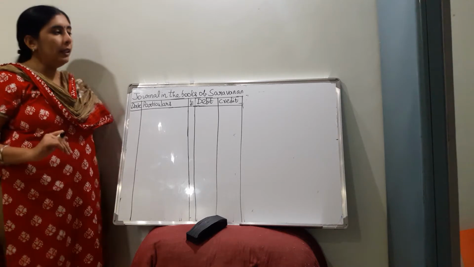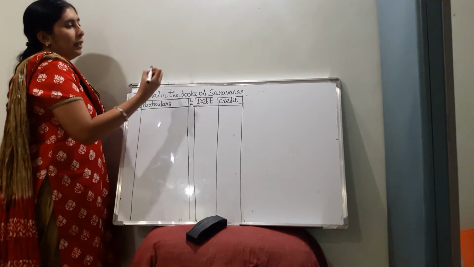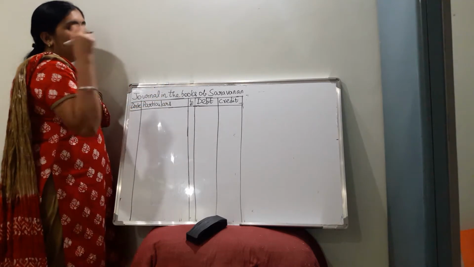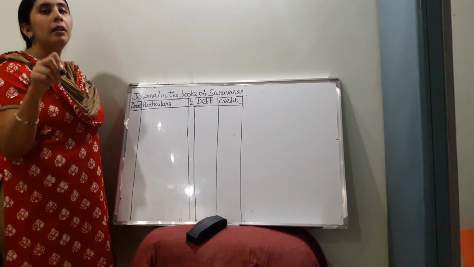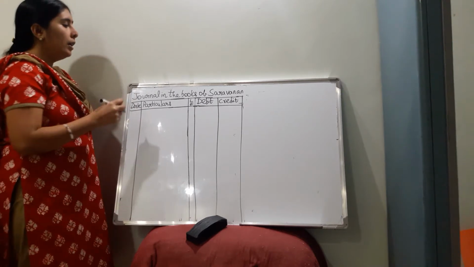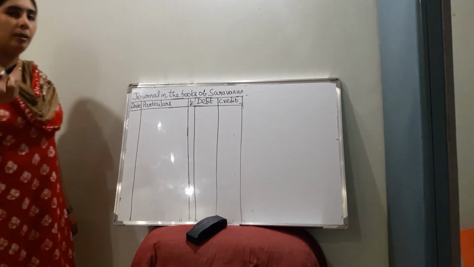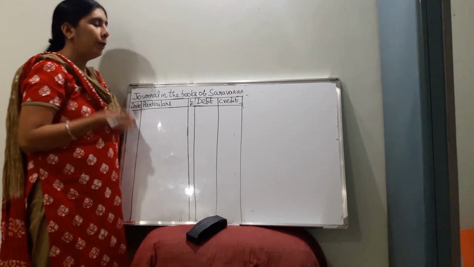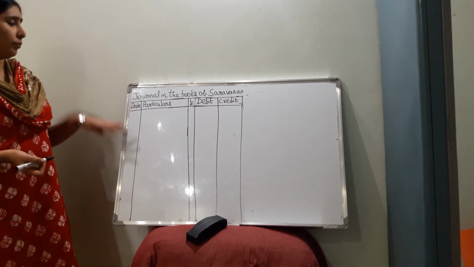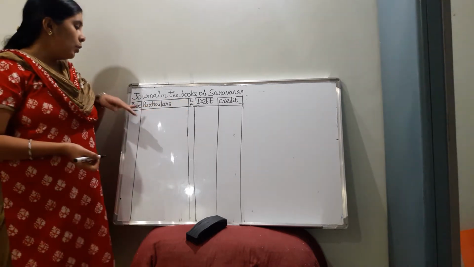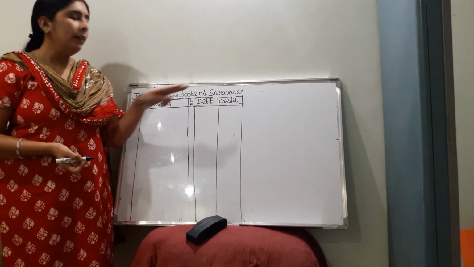Before that, I told you in the previous video itself, first you have to write the name of the person for whom you are preparing the journal book or the journal entry. So journal in the books of Saravanan. I have just given the name as Saravanan. Whatever name you wish, you can give. So first that should be mentioned, and after that you have to draw the format. So the format comprises of date, particulars, LF, debit and credit.